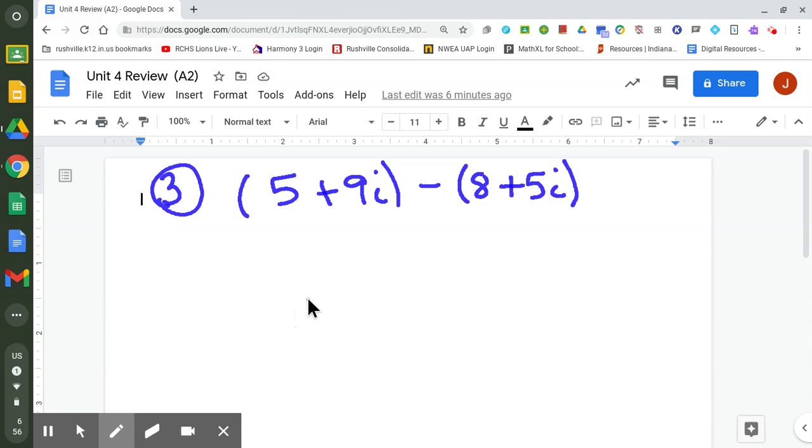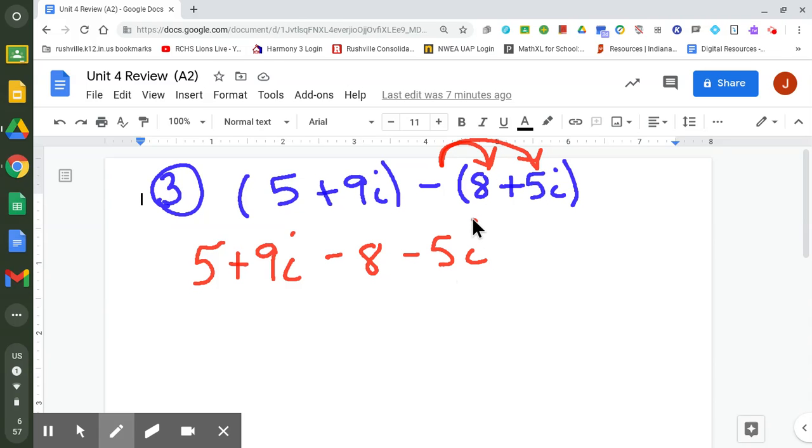On number 3, we're still working with complex numbers because we have the i, but this time there is a minus sign in between the parentheses. So we have to make sure that we distribute this negative sign to the numbers in the second parenthesis. I'm going to rewrite the first binomial without parentheses: 5 plus 9i. And then I have negative 8 and negative 5i.